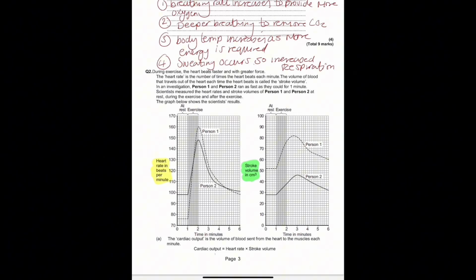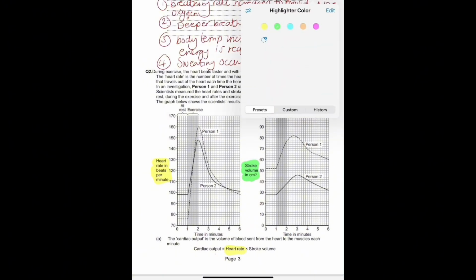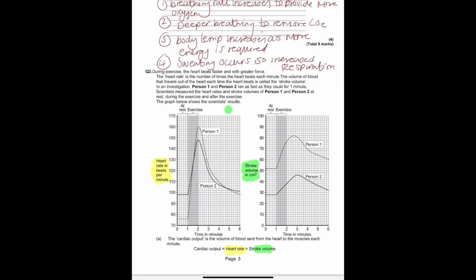The cardiac output is the volume of blood sent from the heart to the muscles each minute. So I'm just going to get my highlighter out again. I'm going to show you what I'm going to do. This is my heart rate over here. I'm just going to highlight that yellow. And that's my stroke volume over here. Just one moment. Oops, sorry. Sorry for that. Let me just get rid of it over here. Right, okay.